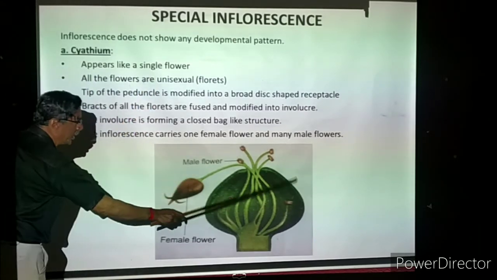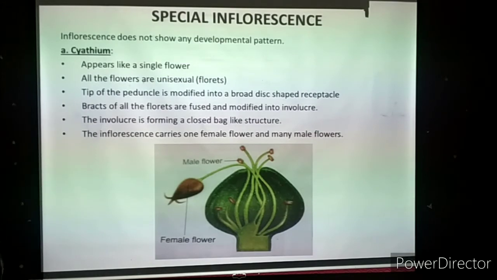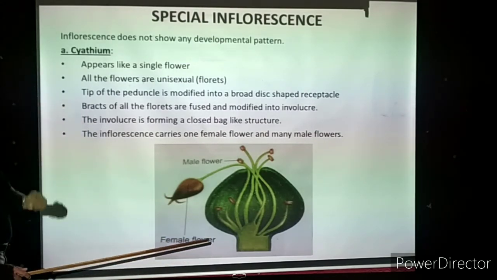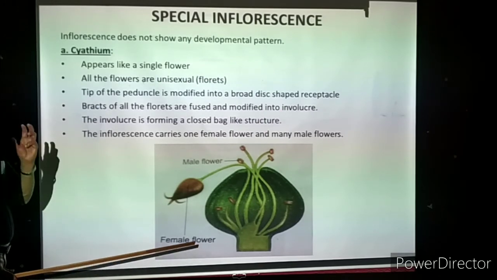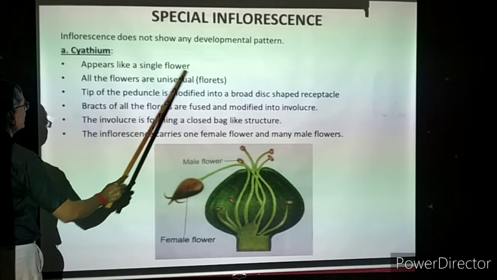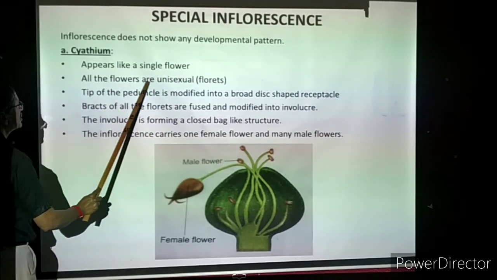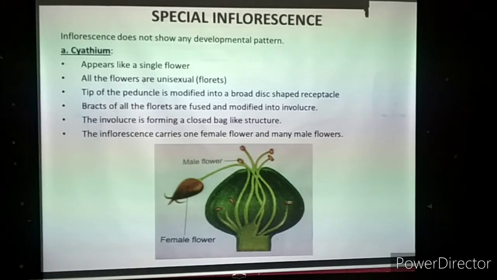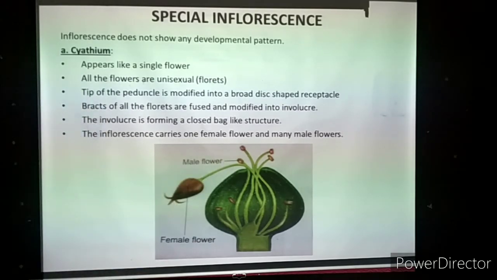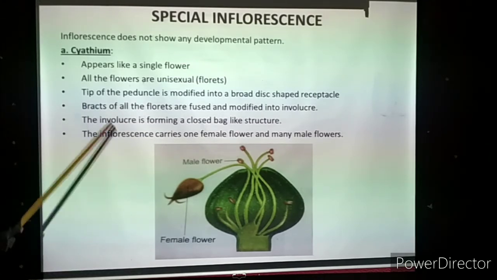The whole thing, if you take the complete flower externally, it is giving the appearance of a single flower, but it is not a single flower. It is a mass or bunch of flowers. That is inflorescence. All the flowers are unisexual. The flowers present in this inflorescence are unisexual. Male flowers or female flowers, or male flowers and female flowers combined together may be present.